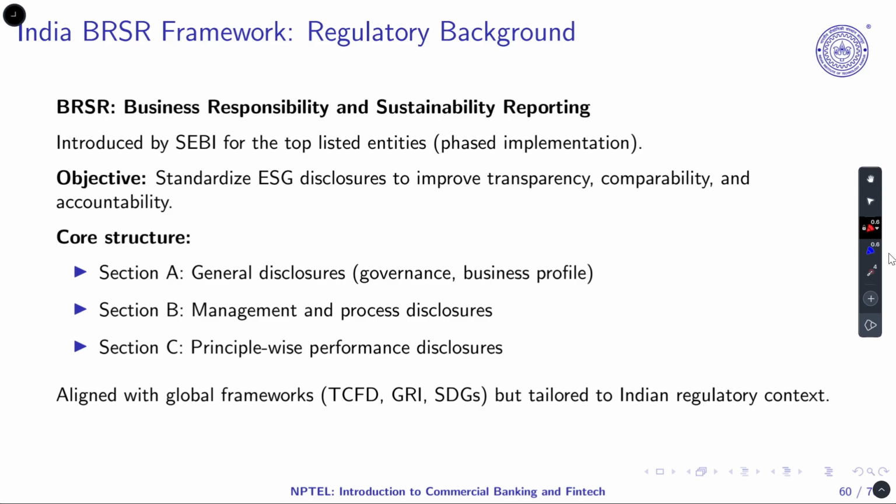Second is management and process disclosures, which are important. They have to declare how they are producing and what the overall management system is. Then Section C is about the principle-wise performance disclosures, and this is where they focus on all the declarations that they have to make. And TCFD, GRI, which is called Global Reporting Initiative, and SDG, Sustainable Development Goals. All these things are linked with it.